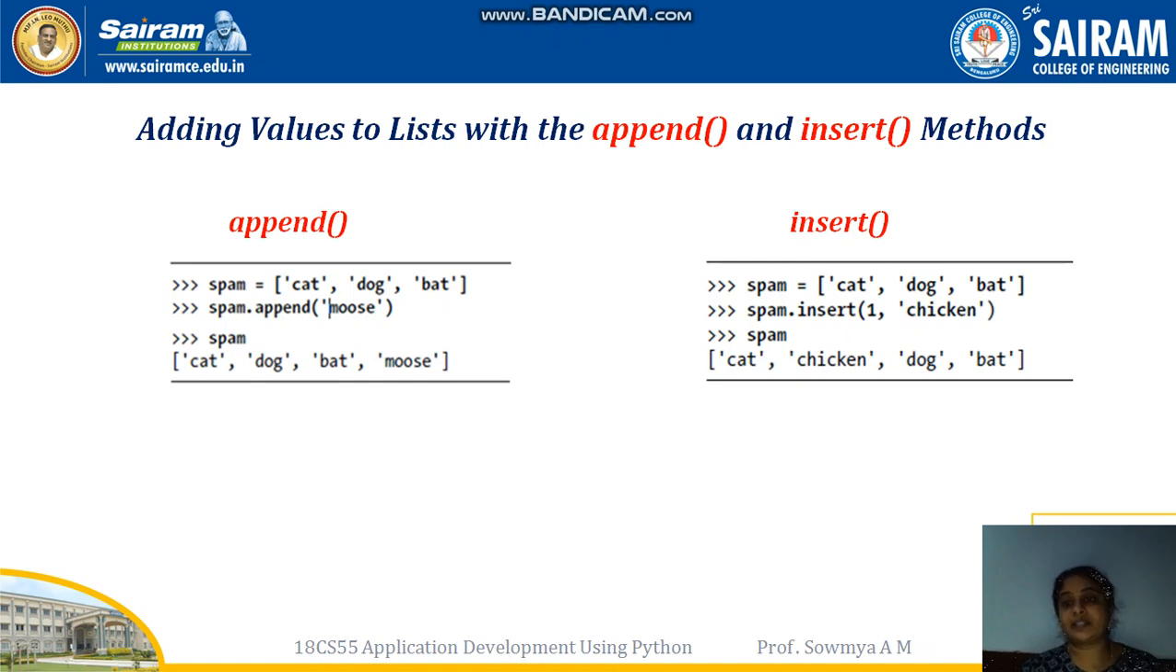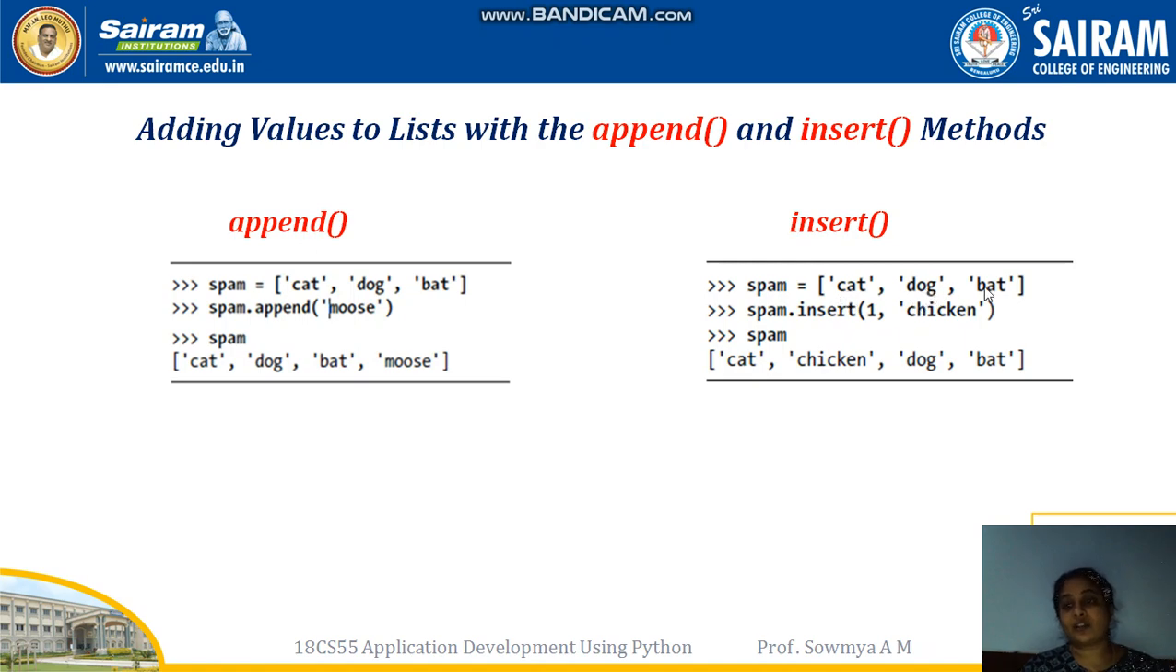And with the insert method we can also add values. This is also like append, but instead we can give one index to which your value is to be added. So the insert method will have two arguments, first one is the index, second one is the value. To whichever index is given, the value will be added at that index.